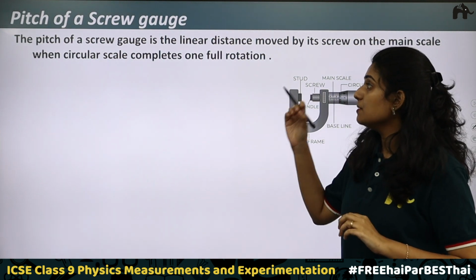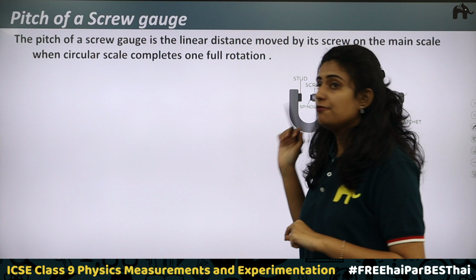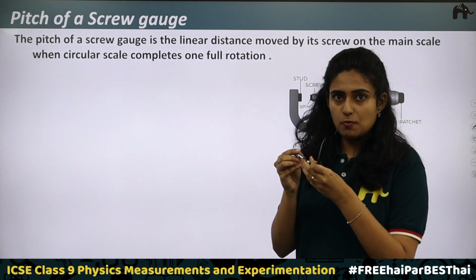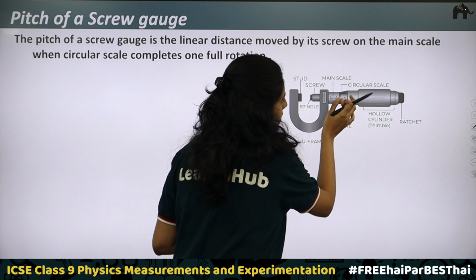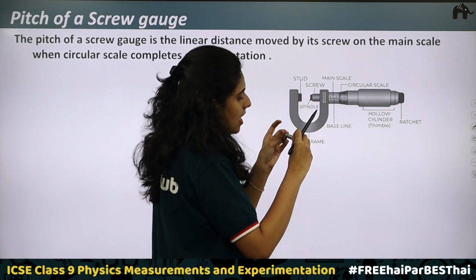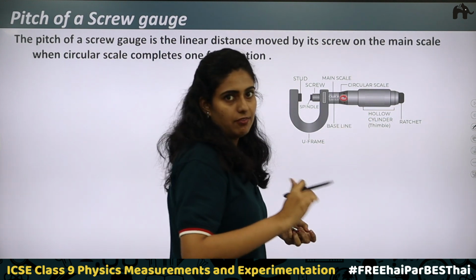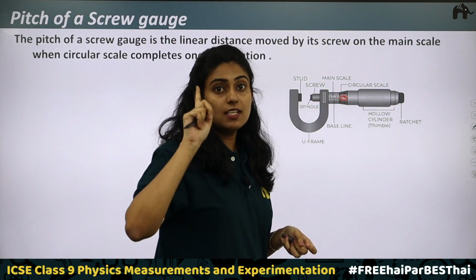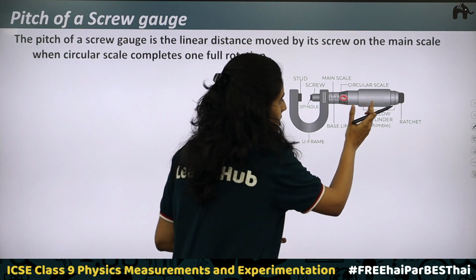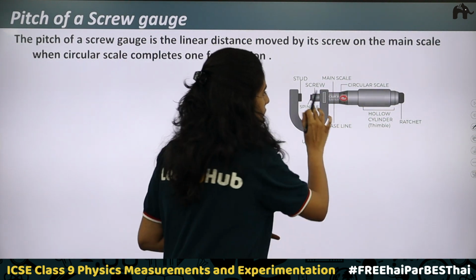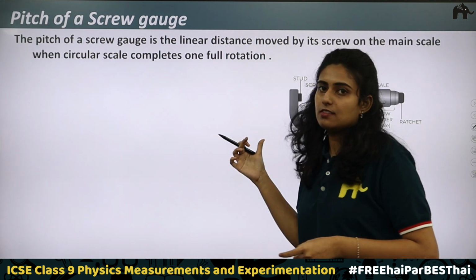The pitch of a screw we have discussed. Now what is the pitch of a screw gauge? The pitch of a screw gauge is the linear distance moved by its screw on the main scale when the circular scale completes one full rotation. Here we have the zero mark. When you take the zero mark of this circular scale or the head scale, you start from the zero mark and make a complete rotation, and you get zero again. Say it is 75. You make a complete rotation and here you end up with 75, which means one rotation is complete. In this one rotation, the screw will be moving forward. On the baseline you will be able to note the values. The distance that is moved will be the pitch of the screw gauge.